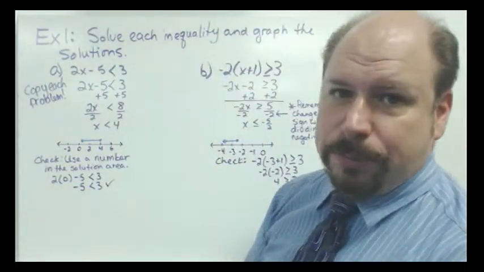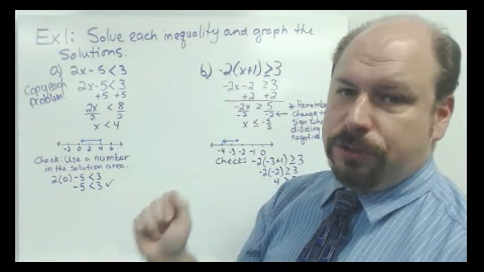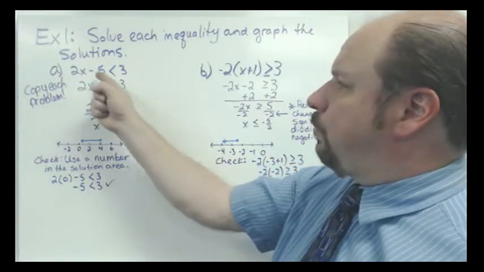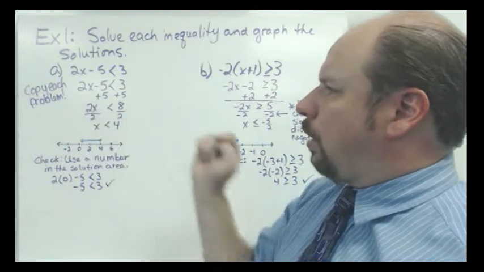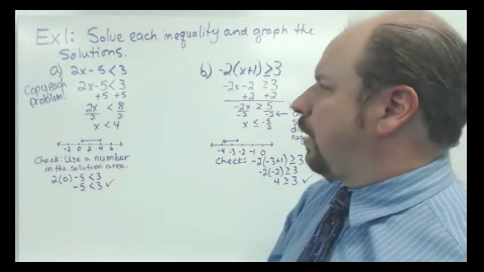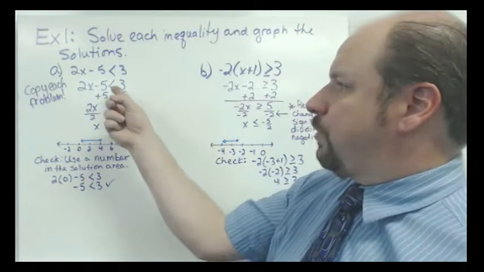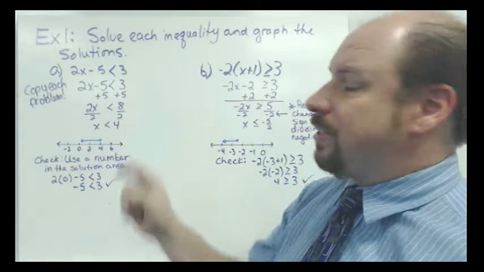So our first example, solve each inequality and graph the solutions. So in A, we have 2x minus 5 is less than 3. So remember to copy the problem. So we've done that here. And now we solve it just like what we would do if this were an equal sign in here, except for now it's a less than sign.